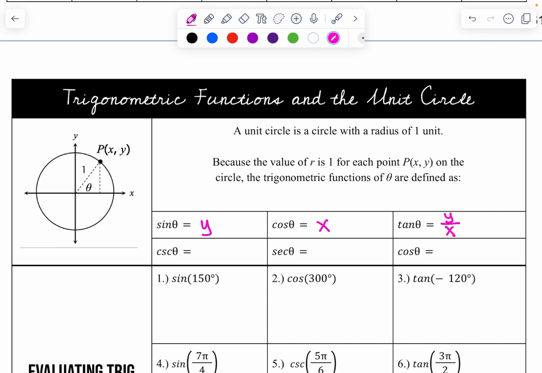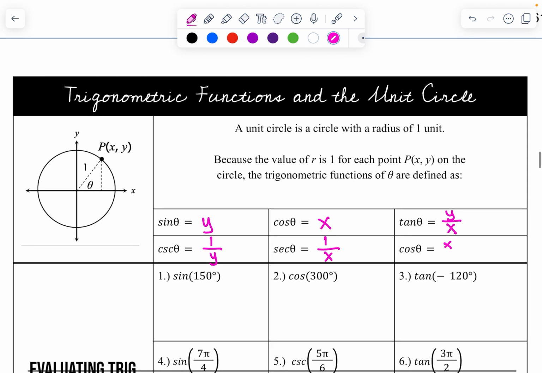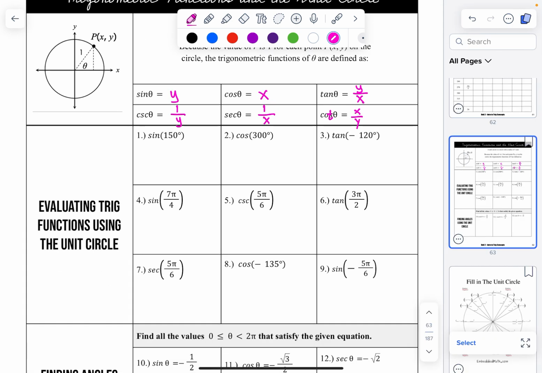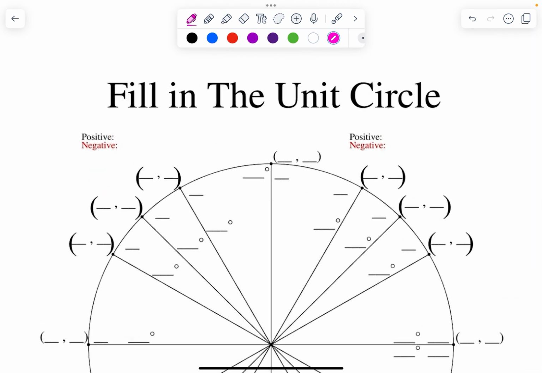Cosecant of theta is the reciprocal of sine, so it's 1 over y. The secant of theta would be 1 over x. Cosine of theta, typo here. We mean cotangent. Cotangent of theta would be x over y. So we can use a unit circle to help us to evaluate all of these trigonometric ratios. So let's go for a minute to the next page and fill in our unit circle.